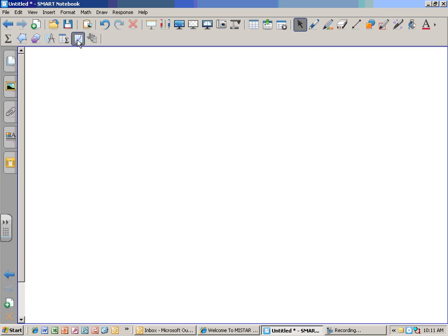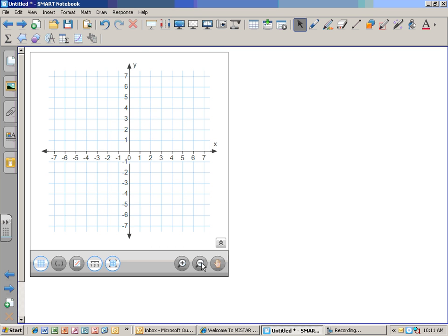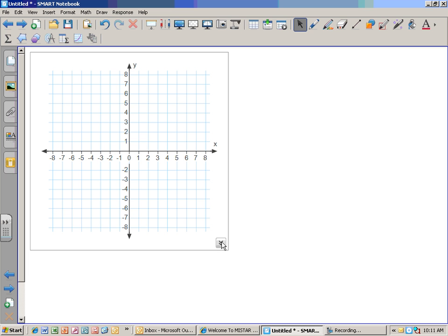All right, we'll bring up a graph here. All right, and now I'm going to graph y is less than, let's say, negative 2/3 x plus 3. Okay? Notice it's not less than or equal to. It's just less than. Right.